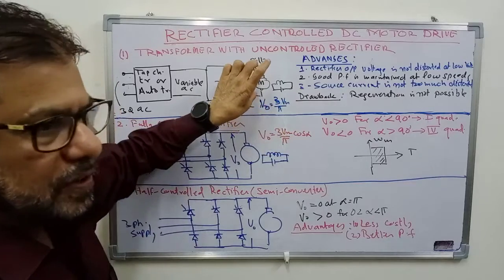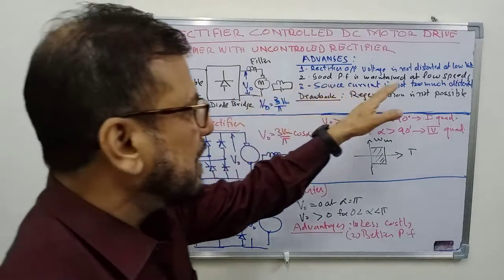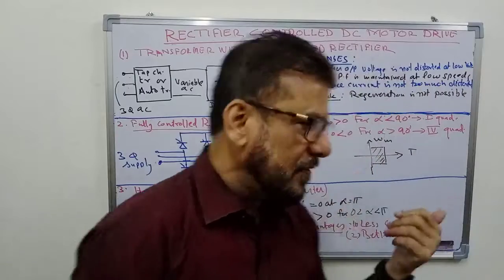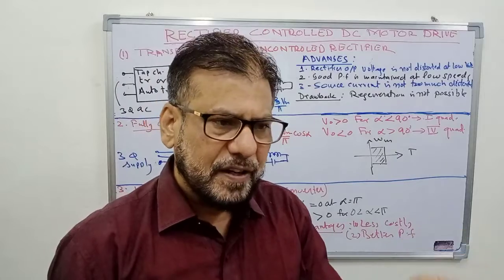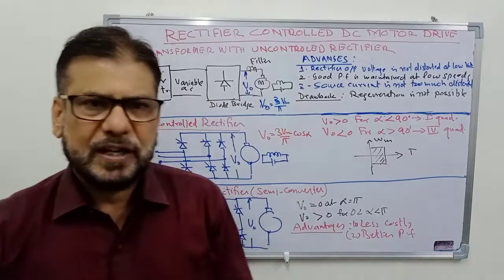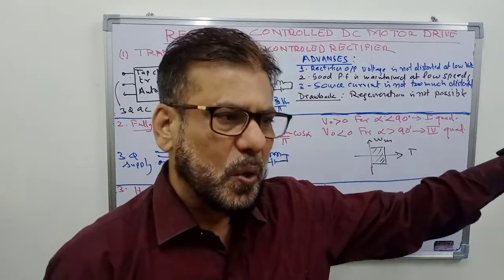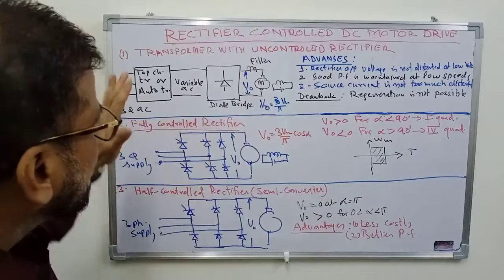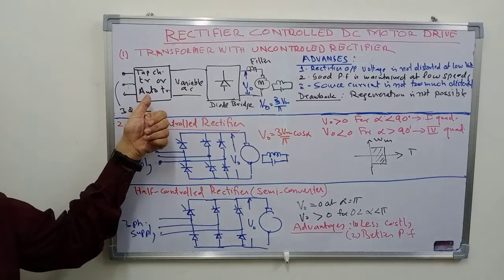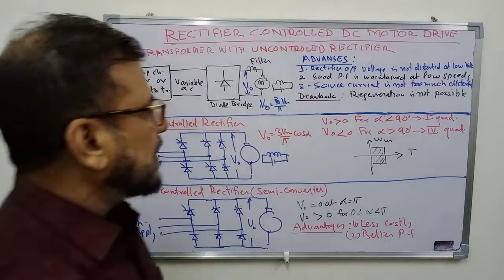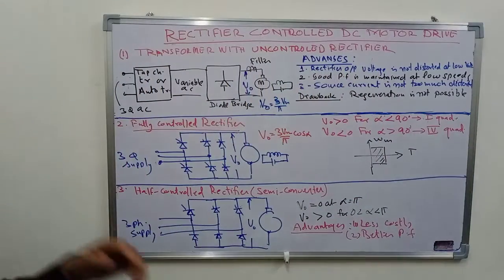The wave shape of the voltage available here will remain identical, and good power factor is maintained even at low speeds. In the case of a controlled rectifier, which we shall discuss later, as we vary alpha, the firing angle, the power factor will become poor. But here the power factor remains good even at low speeds, because we don't vary alpha. The change in speed is achieved by changing the voltage here, and the source current is also not too much distorted, unlike a controlled rectifier.